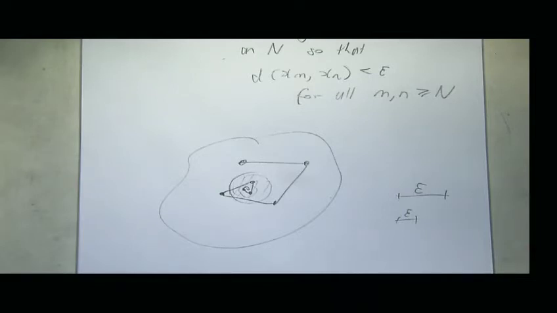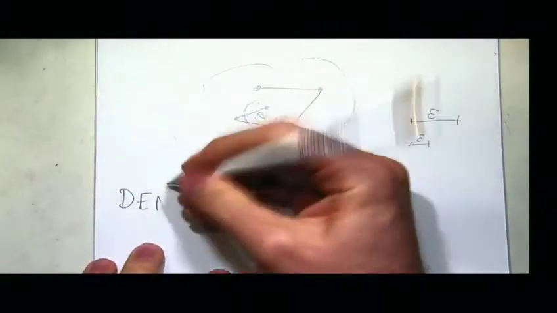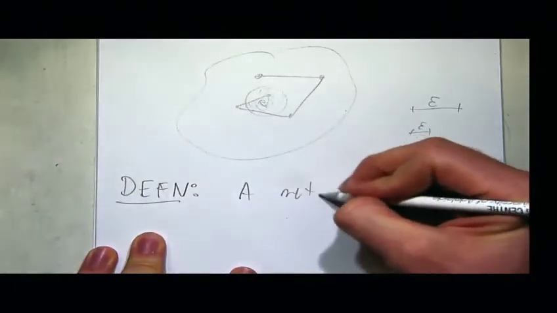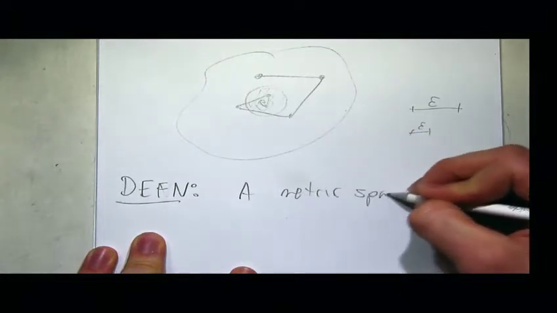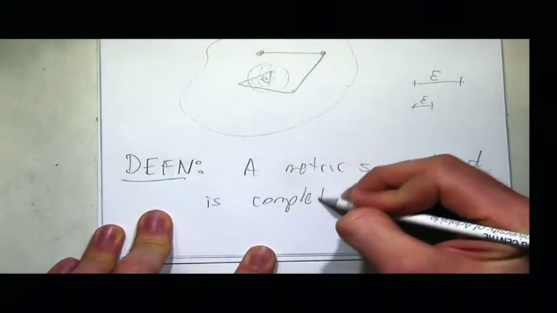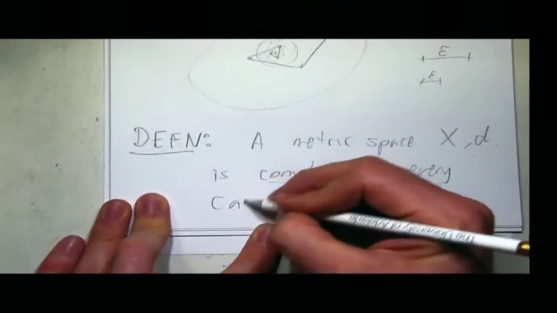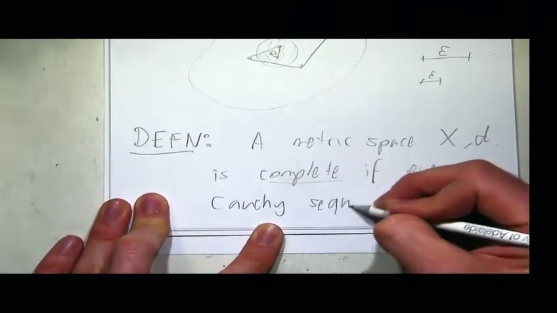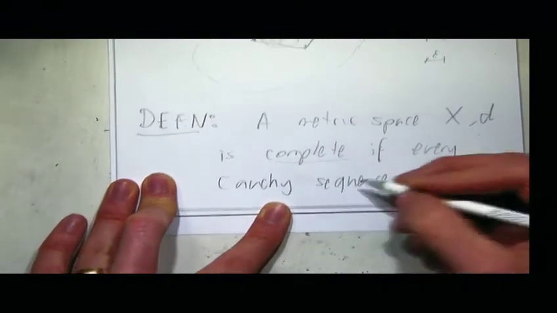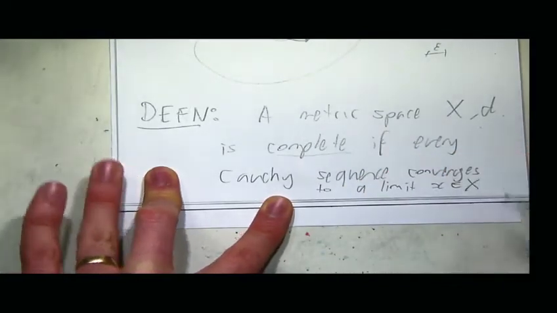Okay, and there's this final definition which he did not give you in your notes, but it's worth pointing out now because he used it in the definition of the contraction mapping theorem. A metric space (X, d) is complete if every Cauchy sequence converges to a limit x which is actually inside X.